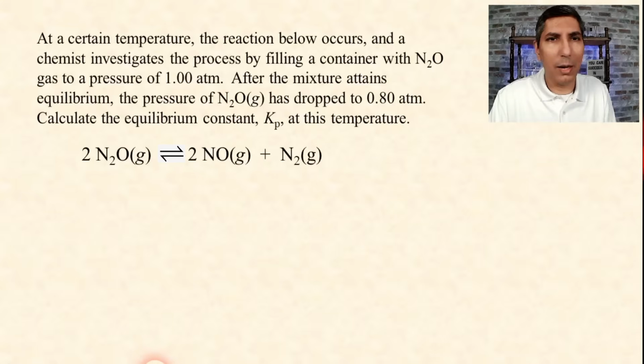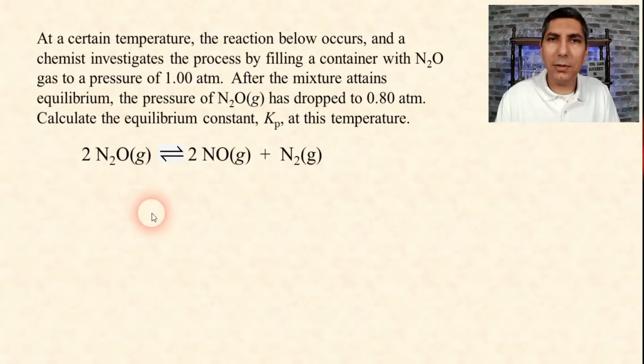Now, let's solve a problem. Here we have that very same equation. It says at a certain temperature, the reaction below occurs, and a chemist investigates the process by filling a container with dinitrogen monoxide gas to a pressure of 1 atmosphere. After the mixture attains equilibrium, the pressure of dinitrogen monoxide gas has dropped to 0.80 atmospheres. Calculate the equilibrium constant, Kp, at this temperature.